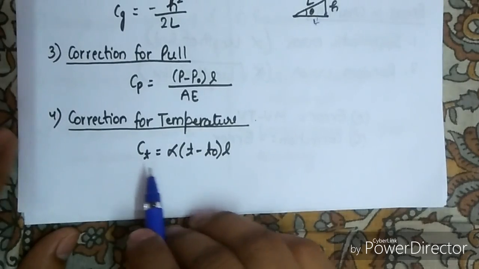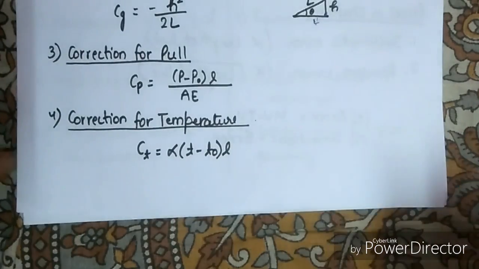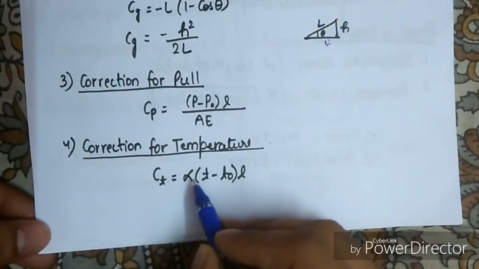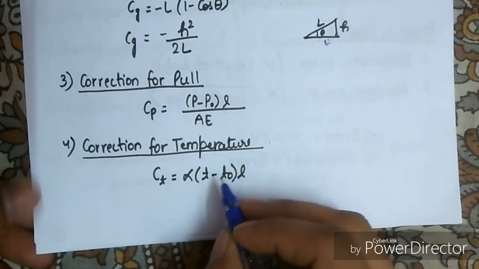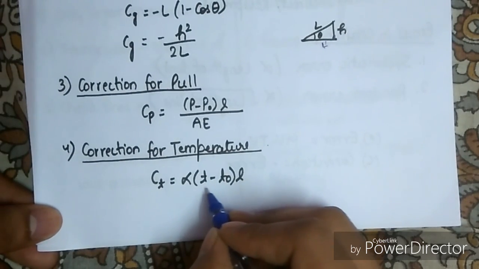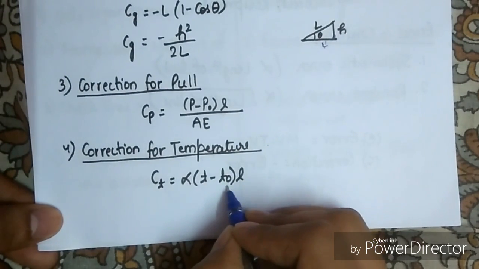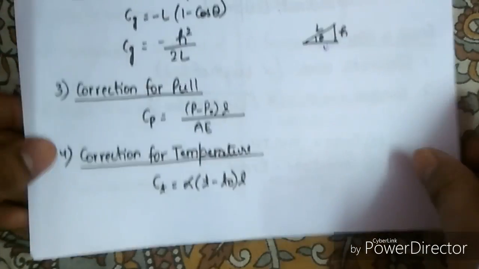Correction for temperature: Ct equals alpha into (T minus T naught) into L. You must be aware of each of the terms. Alpha is the coefficient of thermal expansion, T is the temperature at the field, T naught is the standard temperature, and L is the length.